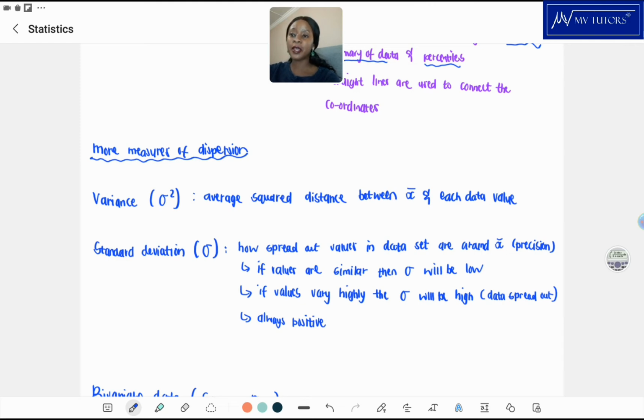So basically, variance is the average squared distance between your mean and each data value. So if you have your mean there, let's say your mean is 30, okay? So let's just draw a line. And then your data set, you have maybe 29 and then 32, and then like a 15 there and 60, whatever. So basically, the variance is the average squared distance between your mean and each data value.